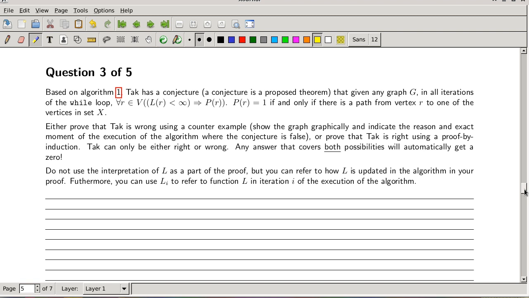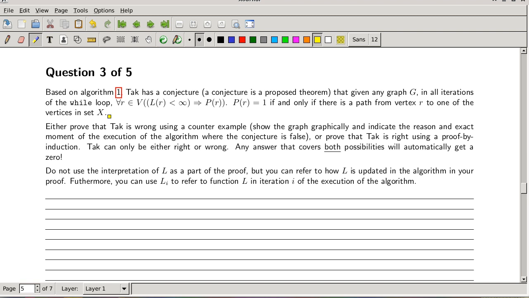So the question asks like this: based on algorithm 1, which is Dijkstra's algorithm, Tech has a conjecture. A conjecture is basically just a proposed statement. Tech has a suspicion that something is true. And that basically says, given any graph G, in all iterations of the while loop, for every r in V, if L of r is less than infinity, that means P of r is true. P of r is true if and only if there is a path from vertex r to one of the vertices in the destination vertex.